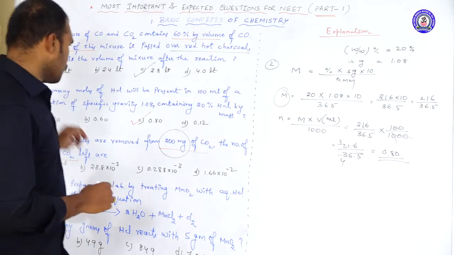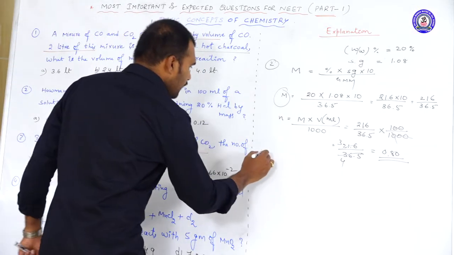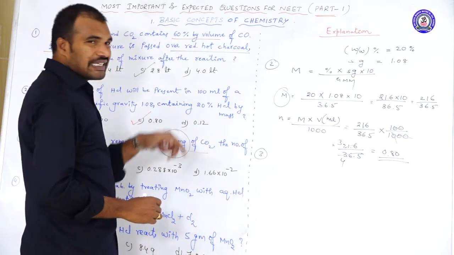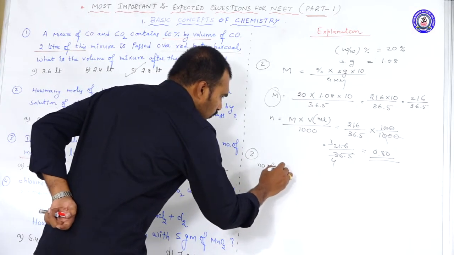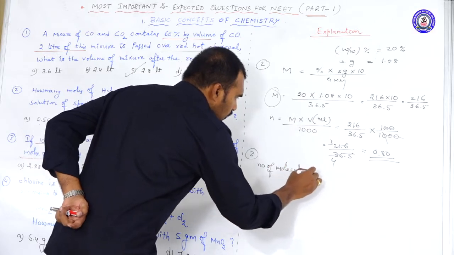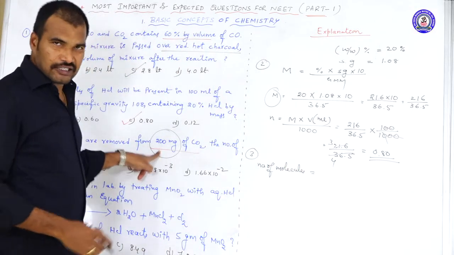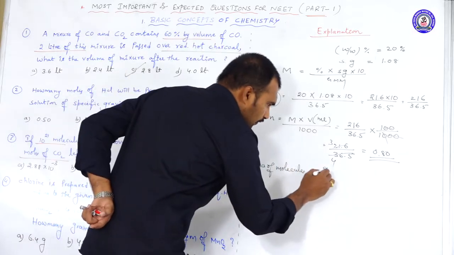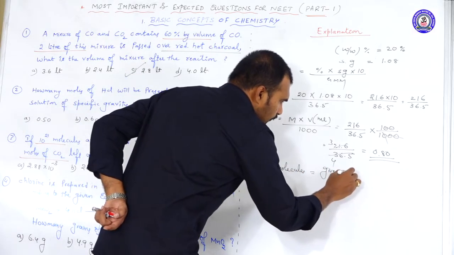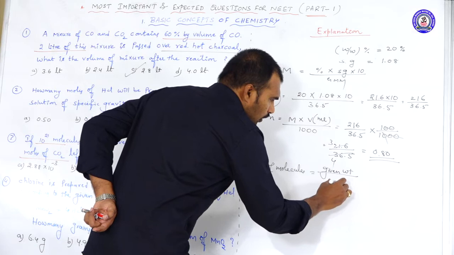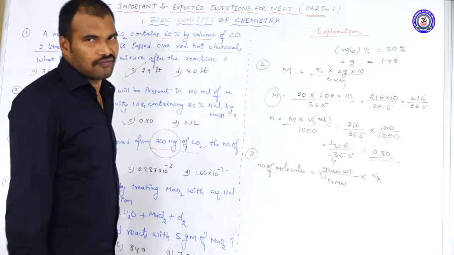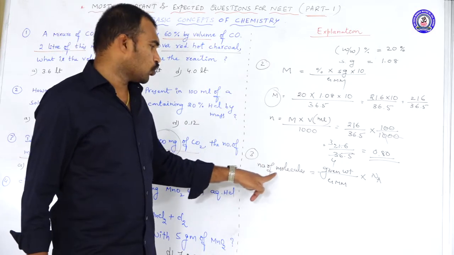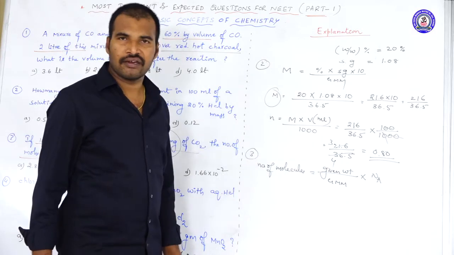Now for that, first of all, in the 200 milligrams of CO2, the number of molecules, what is the formula? Number of molecules from the given weight. The direct formula is given weight by its gram molar mass into Avogadro number. This is the direct formula to calculate the number of molecules from the given weight.